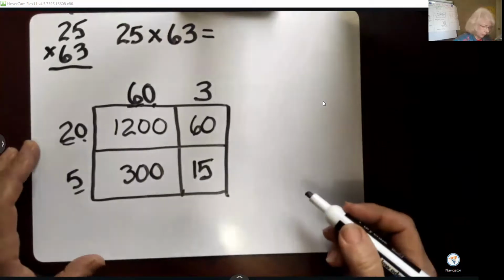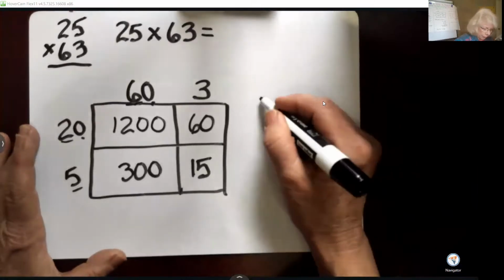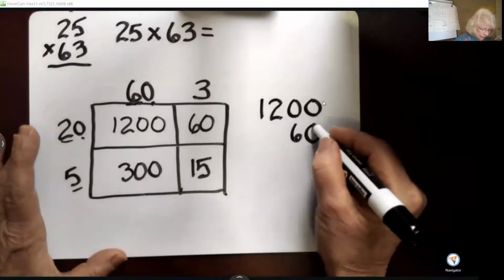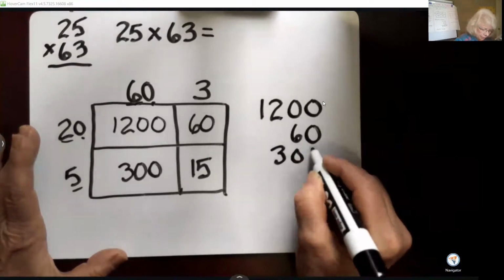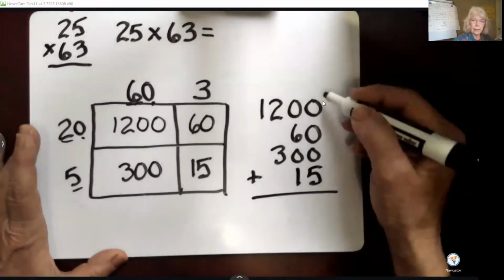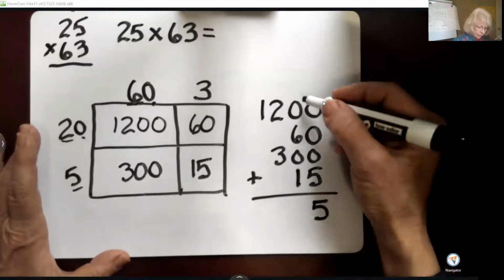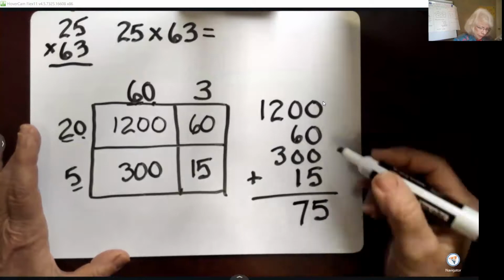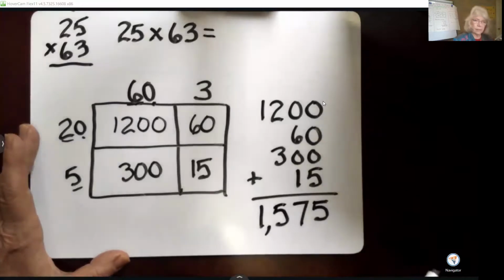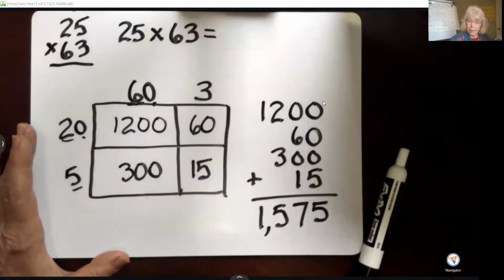Now we're going to add our partial products together, keeping very careful note of our place value. So I have 1,200, I have 60, I have 300 plus 15. And now I need to add these up, so it's a little easier addition than the last one. 6 plus 1 is 7, 2 plus 3 is 5, bring down the 1, and my final answer is 1,575.